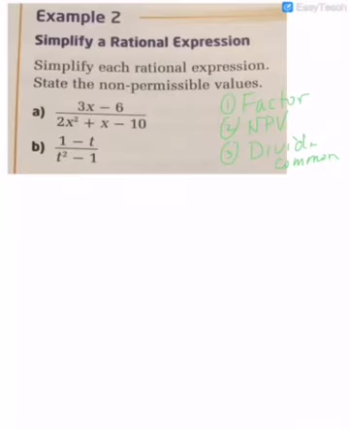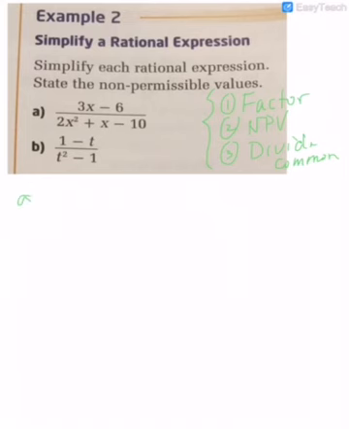All right, so for example 2, we're going to simplify these more complicated rational expressions. And on the side here, I just put a few little steps that you should go through. So first, you always factor everything fully. Step 2, you're going to state the non-permissible values. And then step 3 is you divide out anything common, which actually looks like canceling.